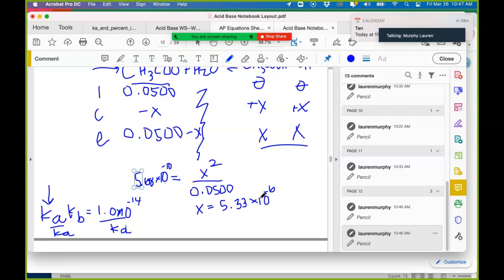Well, what's nice is that this is OH. So we can find pOH now because x is OH. So pOH is the opposite of the log of 5.33 times 10 to the negative 6. And then you take that number and subtract it from 14, and that's how you get the pH. And so the pH ends up being 8.727.